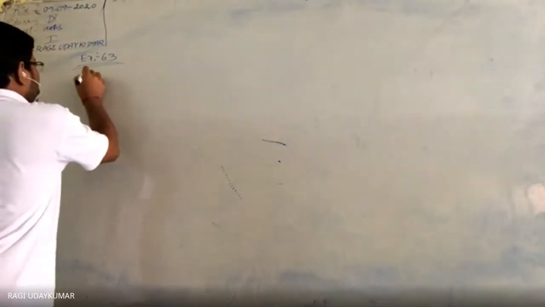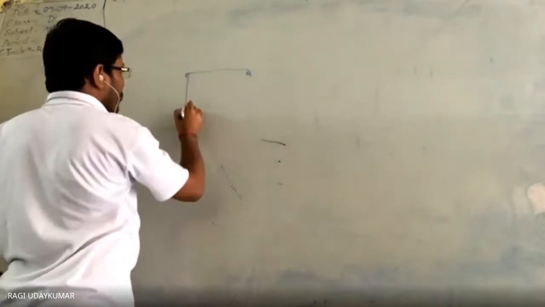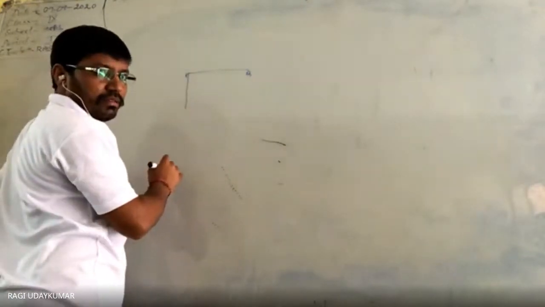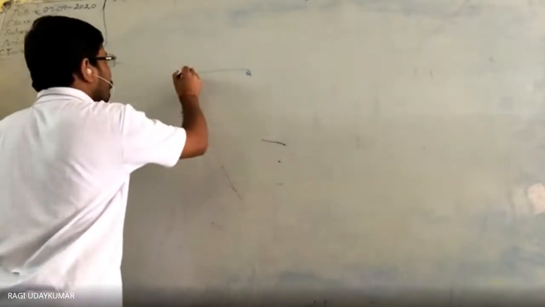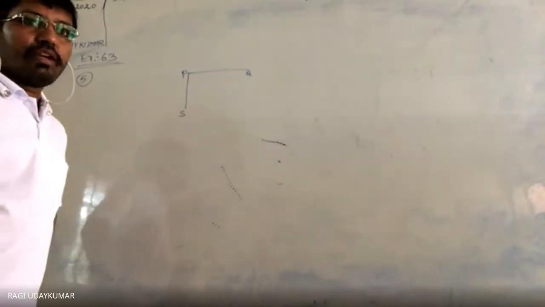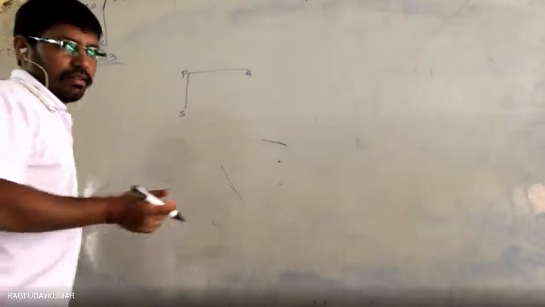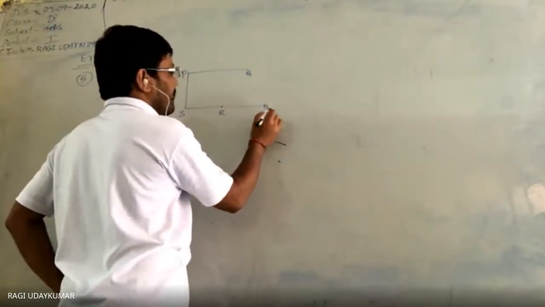Okay, fifth question is, you see that PQ is perpendicular to PS. Fifth question, this is PQ. PQ is perpendicular to PS. And PQ is parallel to SR. Yes, R is given to you here. And here T is given.